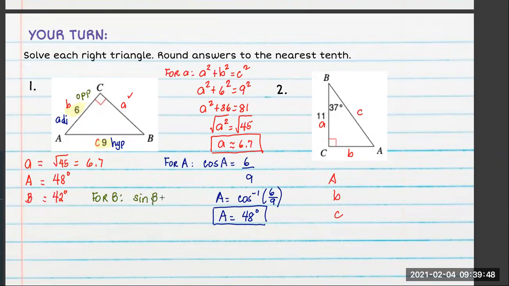So sine B is equal to the opposite side, which is 6, over the hypotenuse, which is 9. Okay? So we need to get the inverse of sine. Therefore, you get B equals inverse sine of 6 over 9. And again, put this into the calculator and round off to the nearest degree. You will get 42 degrees. And you can check if you add 48 and 42, that gives you 90 degrees.